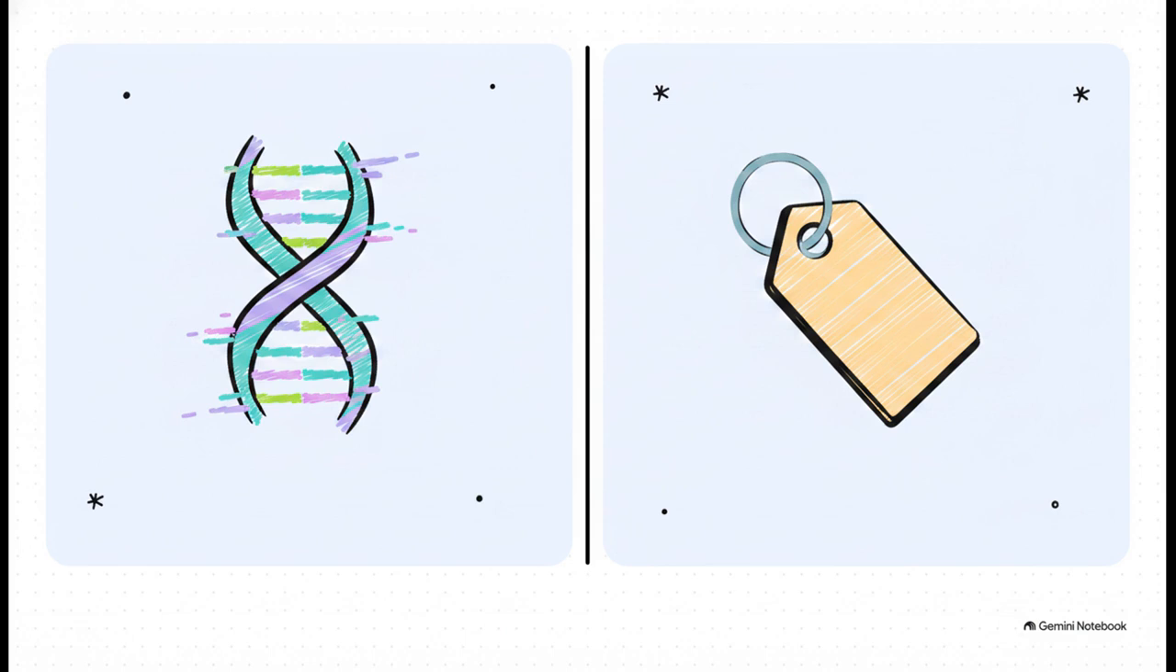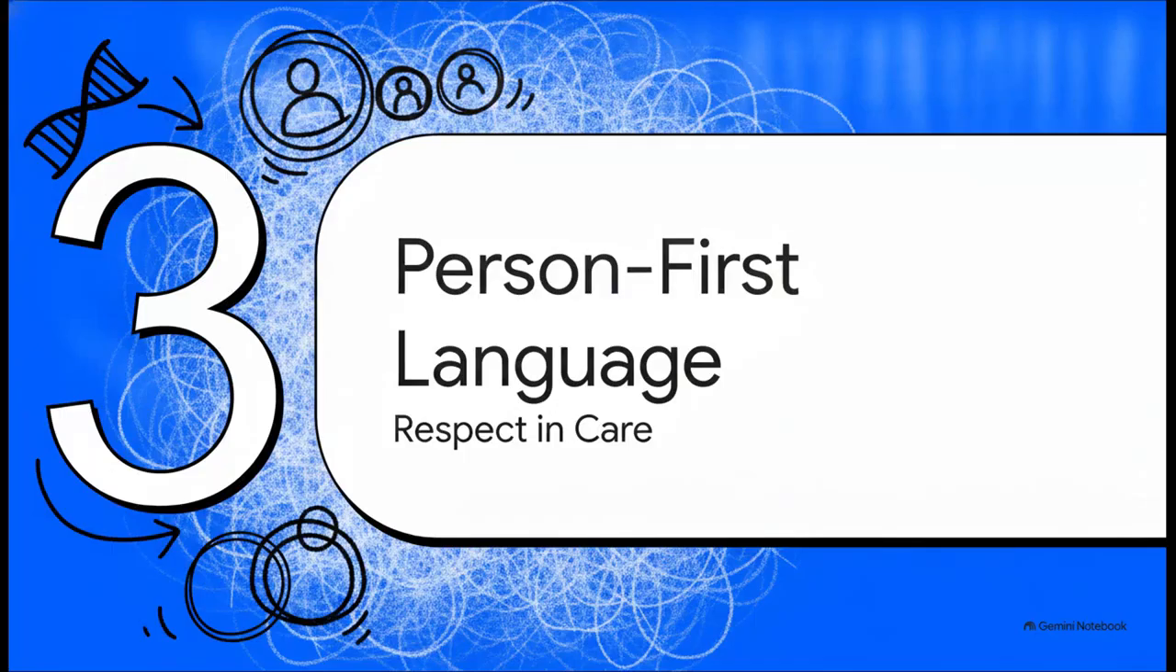Think about it. One is a condition you have, right? The other is a label used to describe what a person is. Using that noun historically takes a medical diagnosis and turns it into the entirety of an individual's identity, which definitely isn't the whole picture. And that brings us to Section 3, person-first language and finding respect in communication.